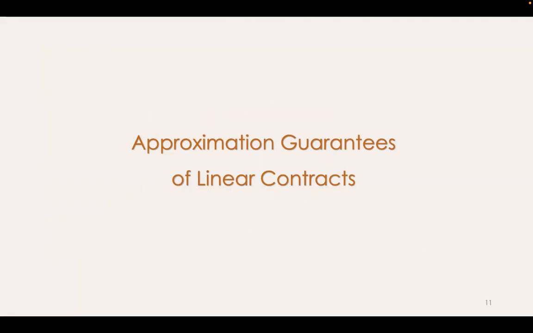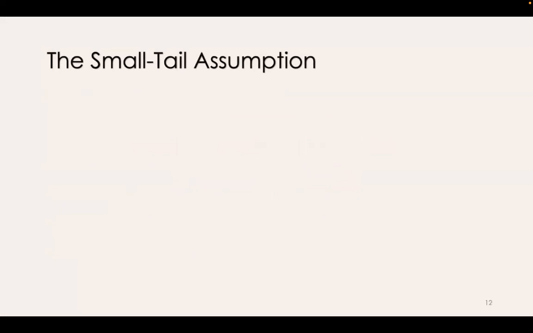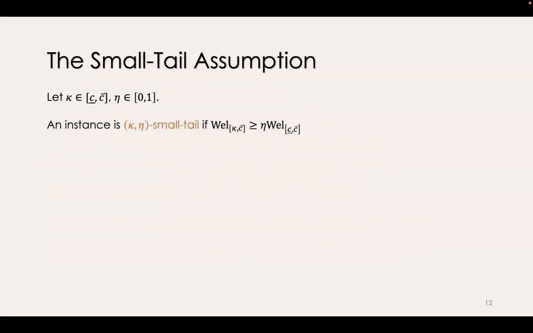So now we can establish our main result, approximation guarantees for linear contracts, arguably the simplest non-trivial class of contracts. We first identify a crucial condition referred to as a small tail assumption, which separates the case of point mass-like settings from typical settings with sufficient uncertainty. So for kappa, which can be thought of as a type within c underline and c bar, and eta a parameter in 0 to 1, an instance is kappa-eta small tail if the welfare contribution from types greater than kappa is at least eta of the entire welfare.